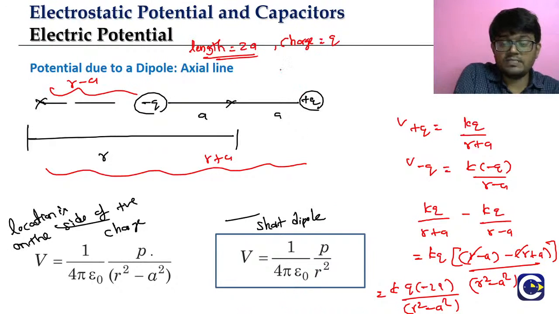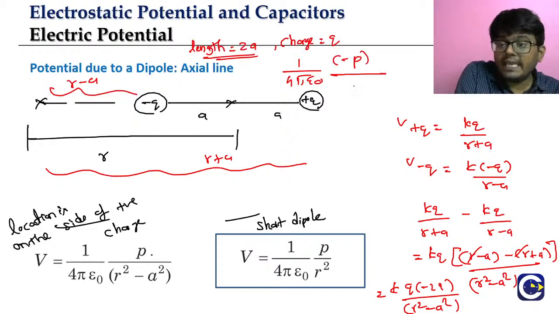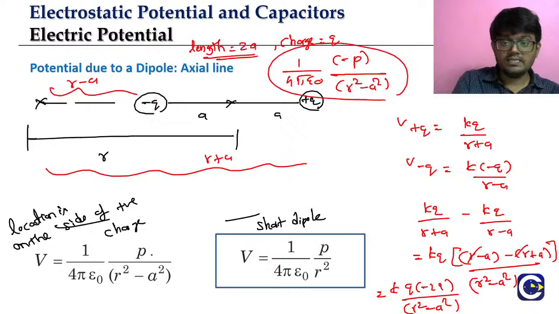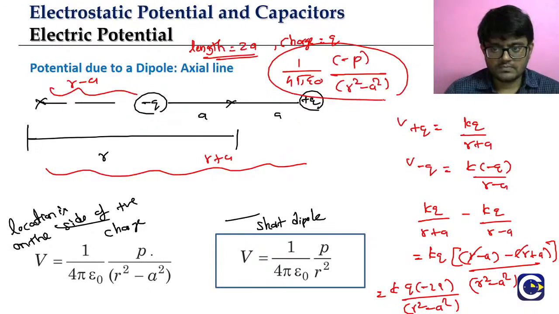Look at what we are getting. Instead of K we write 1 by 4 pi epsilon naught. Q into 2A is P, but there is a minus. So we get 1 by 4 pi epsilon naught into minus P by R square minus A square. This is the general dipole.